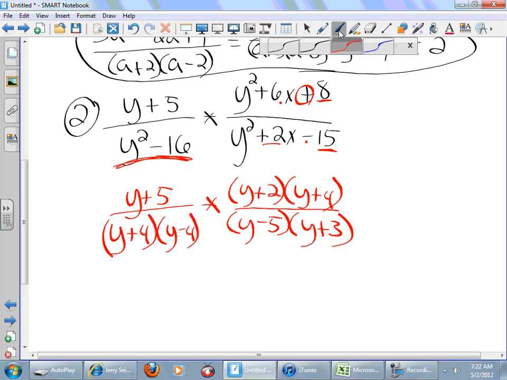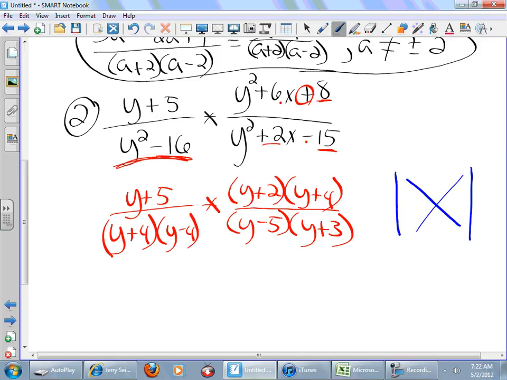And now I'm going to look to simplify, and I'm going to check 4 directions. I'm going to check this way, I'm going to check that way, and I'm going to check diagonally. All right, and I notice right away that I have a y plus 4 and a y plus 4. Those will cancel, right? I don't see anything else that's going to simplify.